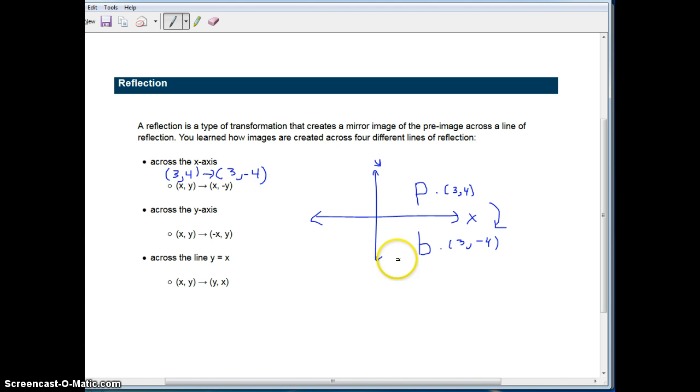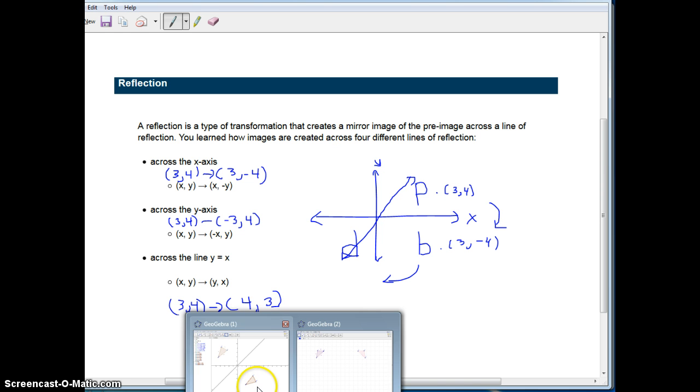Now let's reflect this over the Y-axis. It's going to look like this. It's folded over. Maybe I should move it over a little bit, but that's the general idea. So now the point (3, 4) maps to (-3, 4). And similarly, if we were to draw the line y = x, then (3, 4) maps to (4, 3). Let's go show this in GeoGebra.